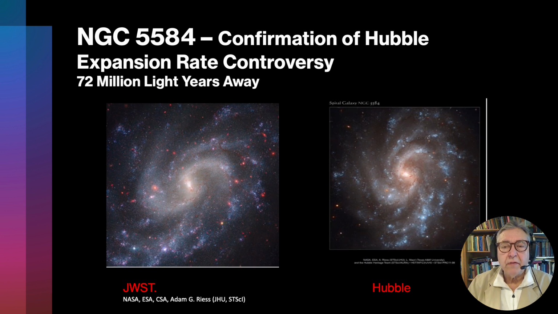These two images of NGC 5584 show the difference between imaging in the optical frequencies by Hubble on the right and imaging in the infrared by Webb on the left. The Webb can pick up much greater detail in the radiation from interstellar grains heated by radiation from nearby stars. NGC 5584 has contributed significantly in the determinations of the Hubble constant, the rate at which the universe is expanding.